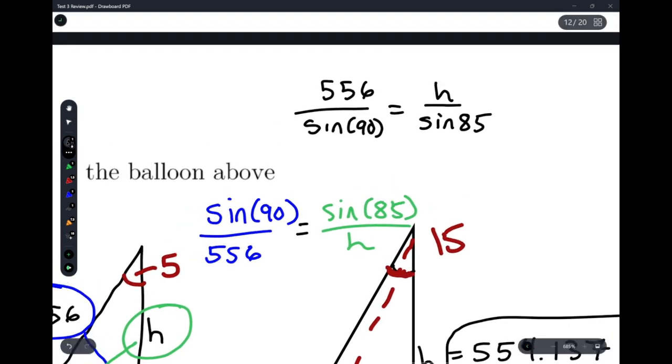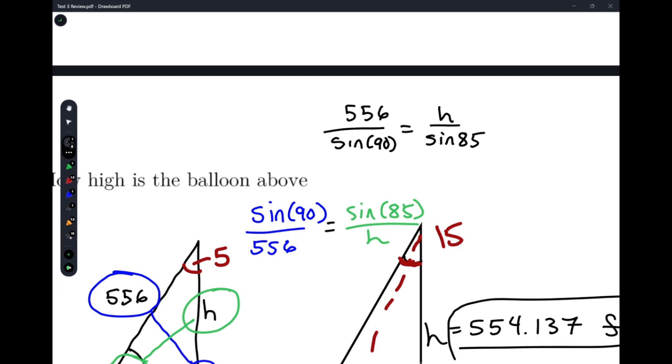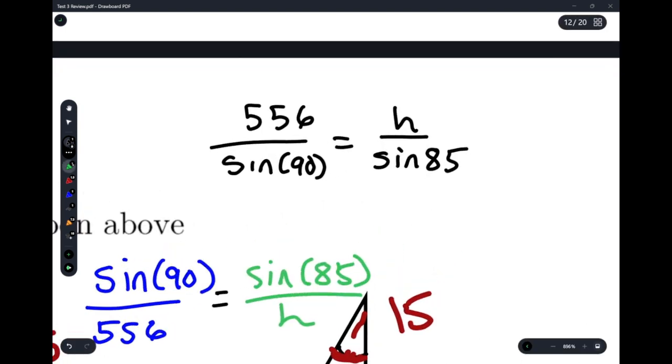I'm confused now. Sine of 90, what are you doing? Sine 90 is just 1. Why are we flipping? Okay, so it's 556 over 1. Sine of 90 is just 1. Right?